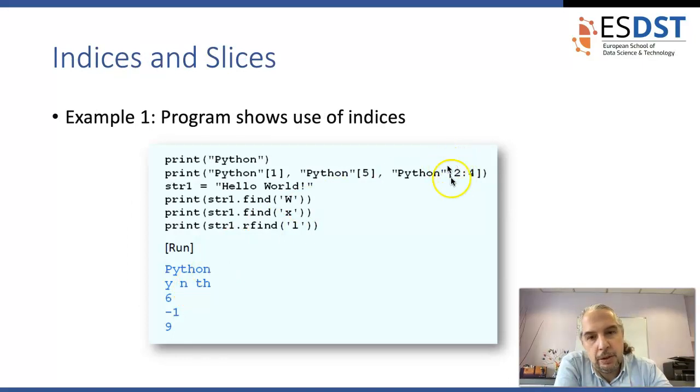If I say print 2 colon 4, it will start from character 2, P is 0, Y is 1, T is 2, and will go up to character 4 minus 1, i.e. character 3. So it will print T and H.